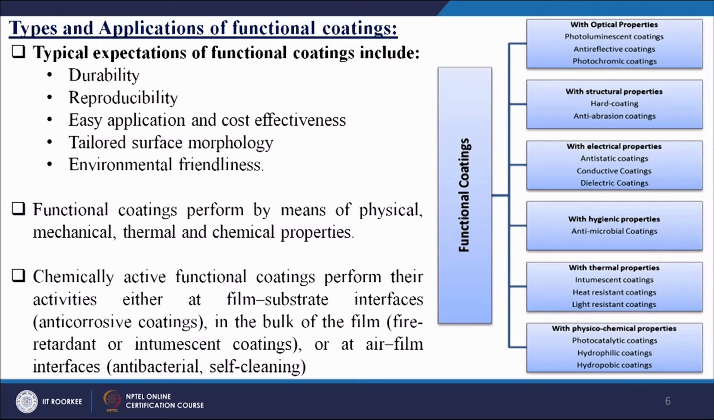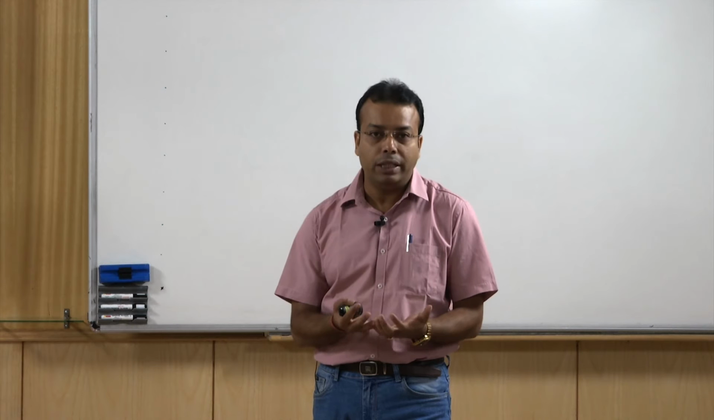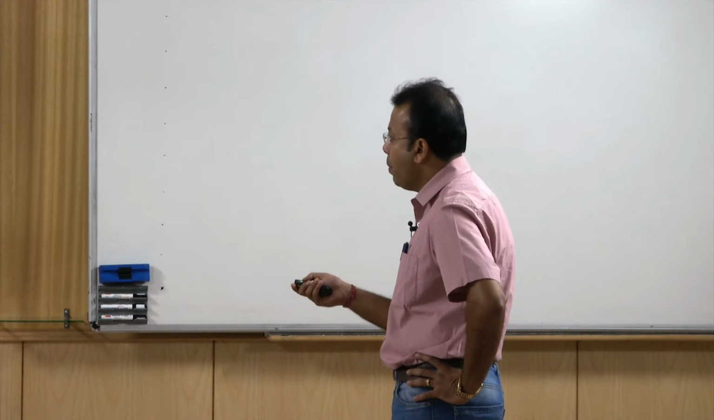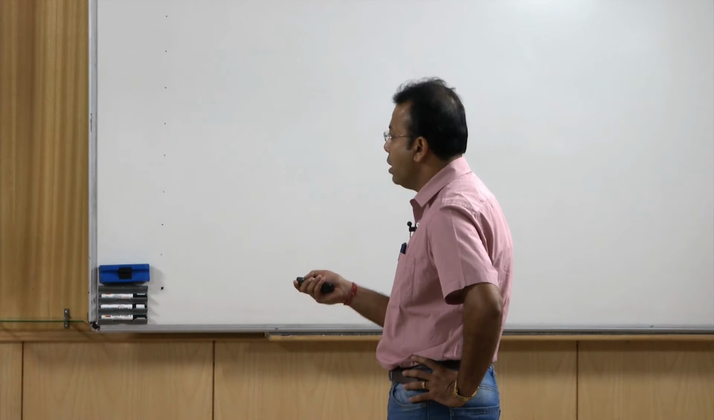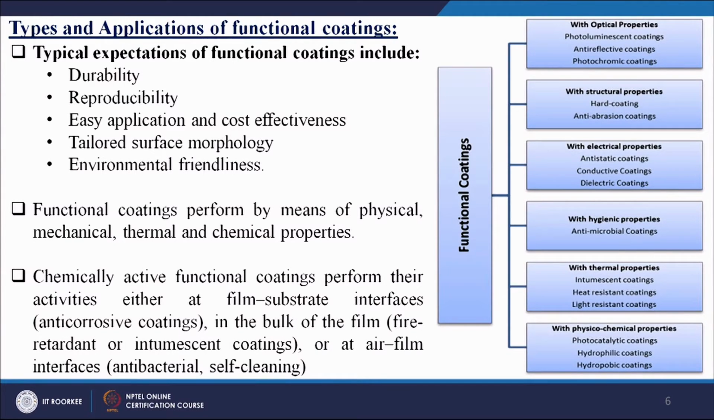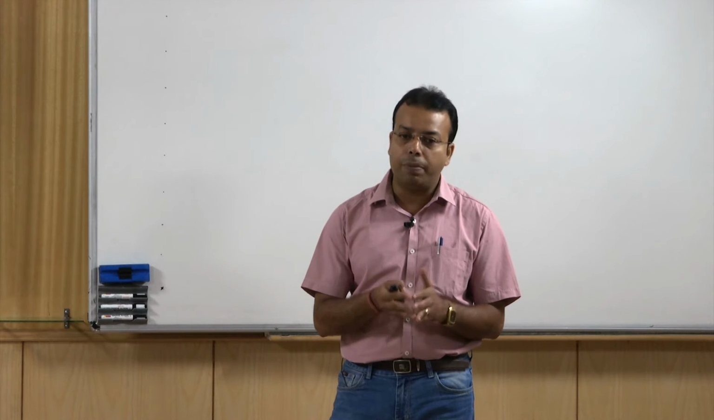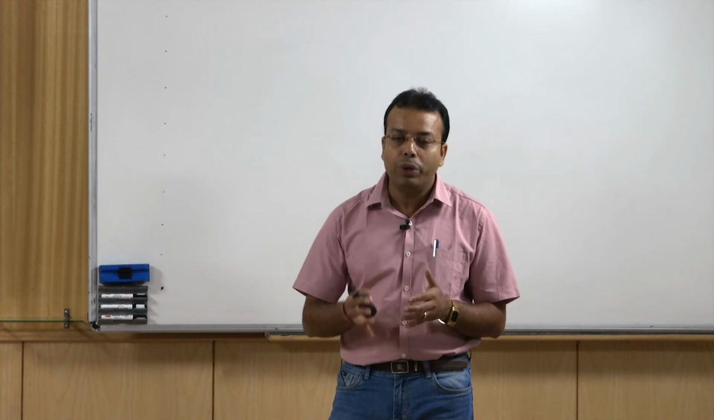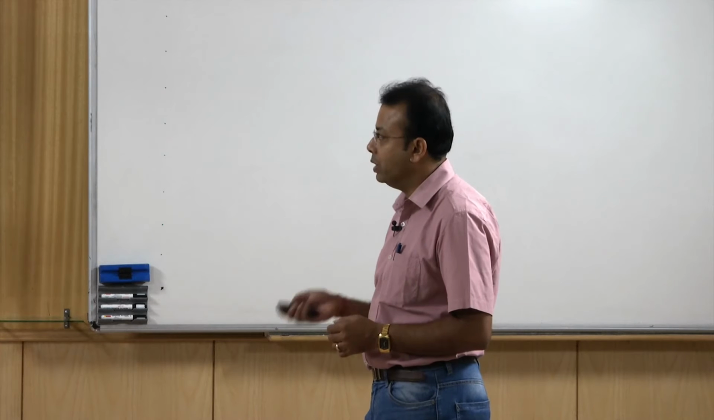With hygienic properties, we can go for some antimicrobial coatings, generally we can use this kind of technique for our food packaging technology. Then with thermal properties, instrumentation coatings, heat resistant coatings, light resistant coatings, generally we can do. When we are talking about some physico chemical properties, some photocatalytic coatings, hydrophilic coatings, hydrophobic coatings. So, there are several applications and techniques by which we can change our material properties, or maybe the surface properties of that particular material.